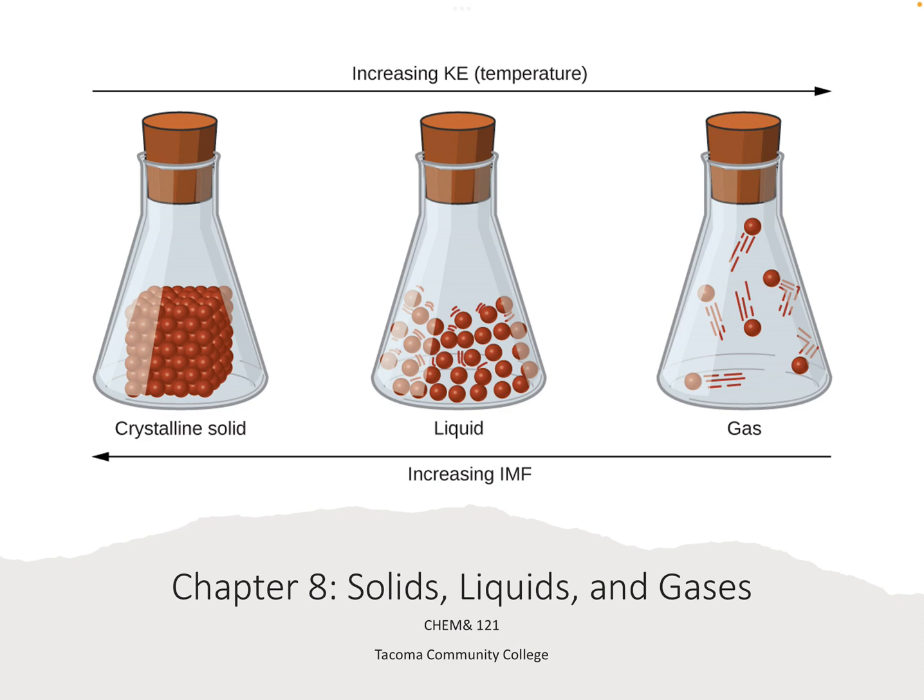So on this chart, you'll notice we have a solid, a liquid, and a gas. And up above, we can see we have increasing kinetic energy. So KE is kinetic energy, and this is related to temperature. So if we increase the temperature of a solid, it eventually melts into a liquid. And then if we keep heating the liquid, it eventually turns into a gas. So we already know that.